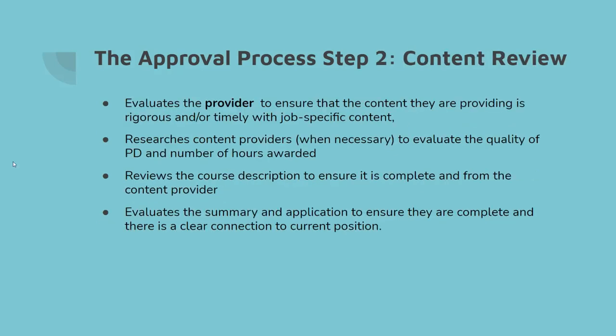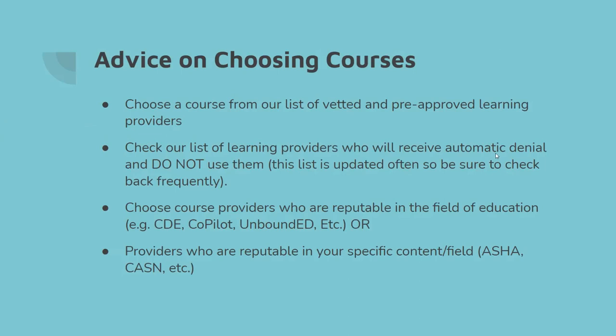Once the application is approved in step 1, it is reviewed a second time by a member of the professional learning educator staff. In this review, the provider is evaluated to ensure that the content they are providing is rigorous and/or timely job-specific content, the course description is from the content provider, and that the summary and application are complete and clearly stated. So how do you choose a course you know will be accepted?